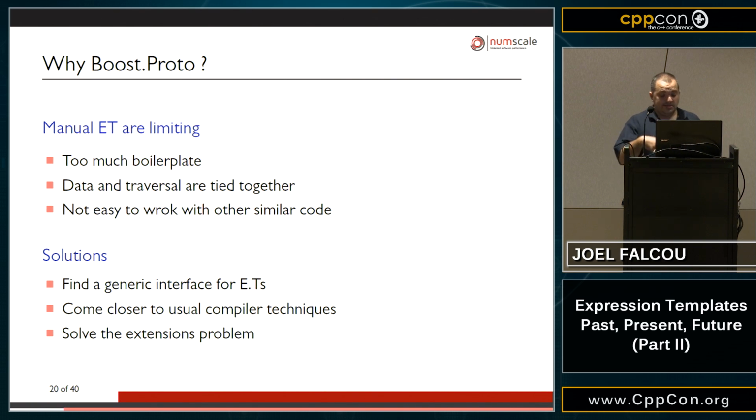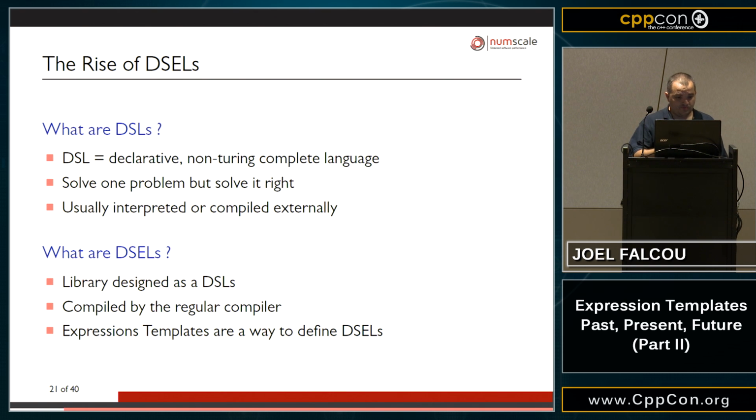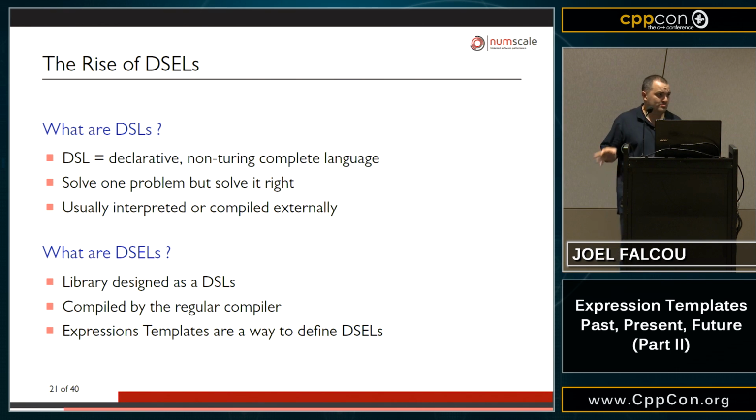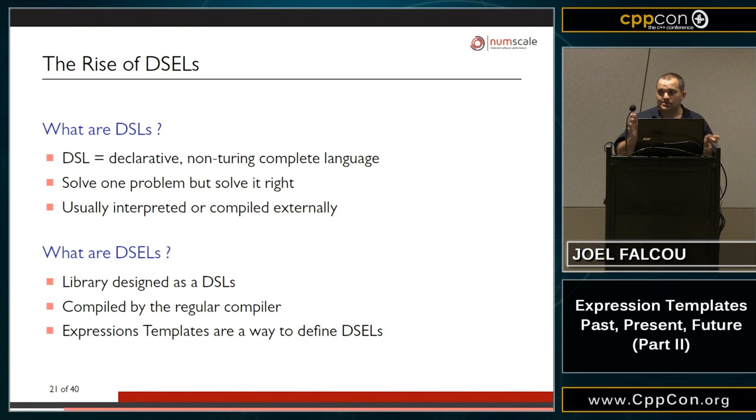Okay. And that's what Boost Proto tried to do. And to do this, we have to sit down a bit and look at the bigger picture. When I said, like 1 hour ago, that the primary use of expression templates was to limit temporary generation and improve performance, I lied. That's a very, very limited view of what we can do. But the problem is, it took us basically 12 years to understand that.